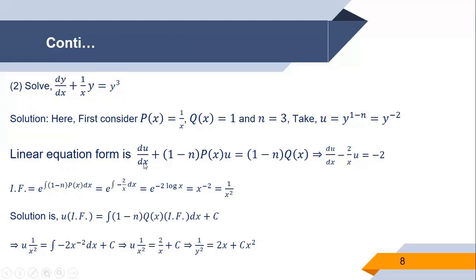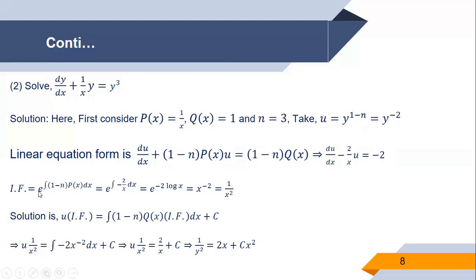Now the linear form of a Bernoulli equation is du by dx plus (1 minus n) into p of x into u is equal to (1 minus n) into q of x. So that implies du by dx plus (1 minus n) into p of x, which is minus 2 by x, into u is equal to 1 minus n, that means 1 minus 3, which is minus 2, times q of x, which is 1. So minus 2. Now this is the linear equation.